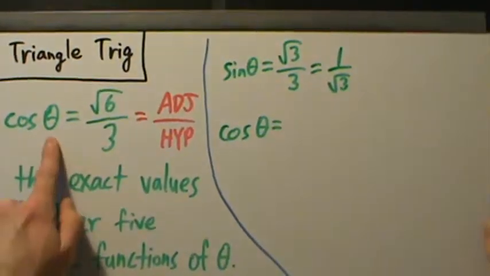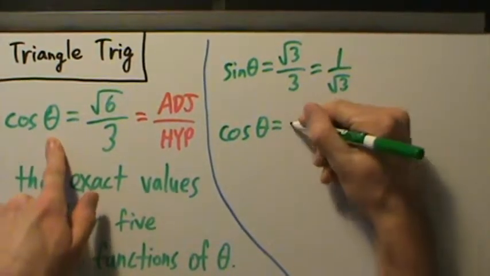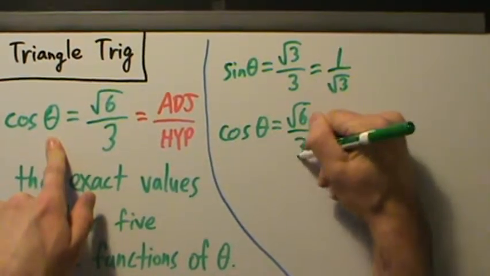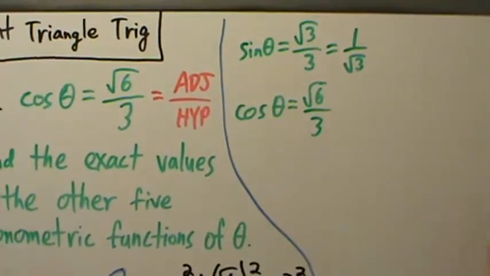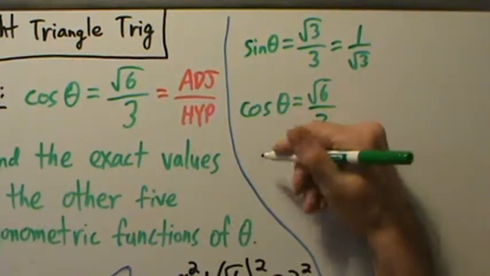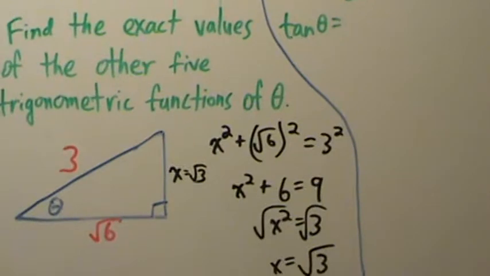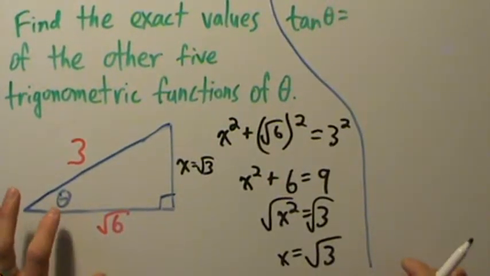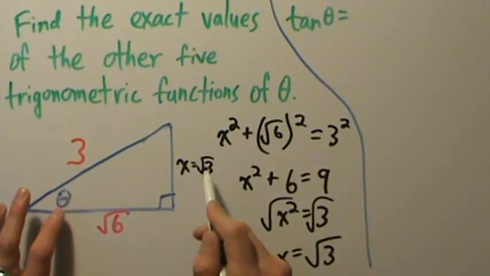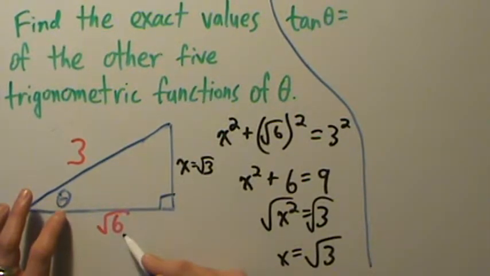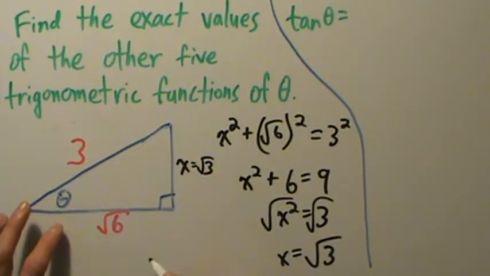Cosine of theta we're given, but let's go ahead and rewrite it anyway because it'll make the rest of the problem a little simpler. So this is root 6 over 3. Okay, so we'll just rewrite it here just to be complete and thorough. Tangent of theta. Okay, the tangent of theta is the opposite side divided by the adjacent side. So the opposite side is root 3, the adjacent side is root 6.